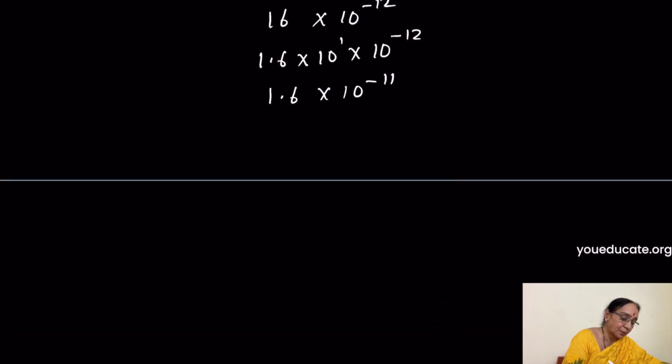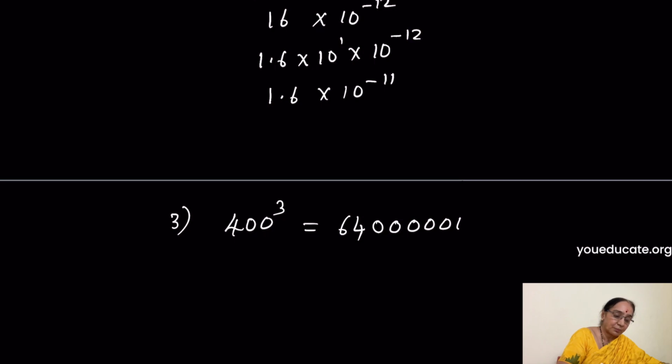Now 400, now this is easy, 400 raised to 3. Now 4 raised to 3 is 64 and the zeros, they tripled. So that will be 6.4 into 10 to the power of 7. Or as I said, you can convert 400 to standard form and then raise it to 3.